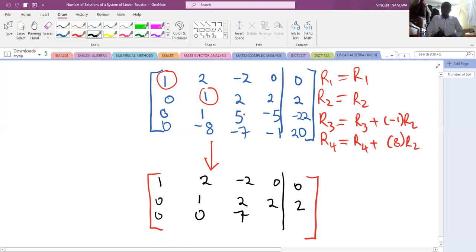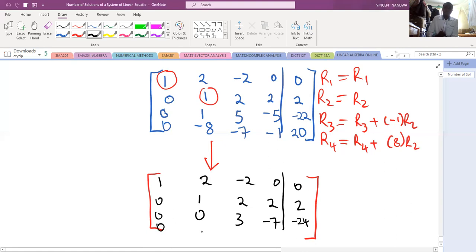So we have one, okay, so this is five minus two, that's positive three. So we are using this second equation. So that gives us three. And then minus five, minus two, that's minus seven. Minus 22, minus two, that is minus 24.